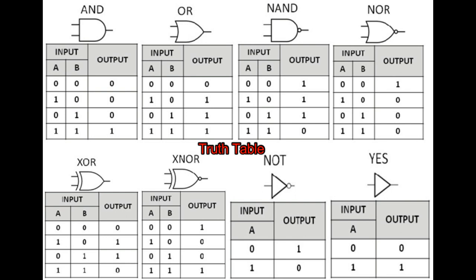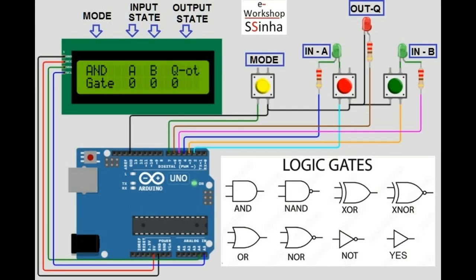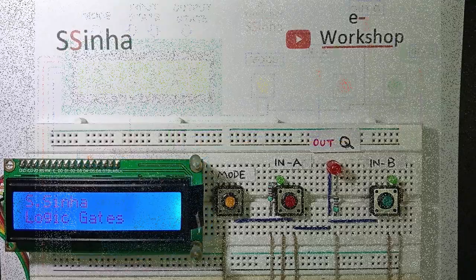Today, we will visualize this whole concept using Arduino, and we'll also learn how to make this project. In this video, the yellow switch is used to change the gate type. Red and green switches, represented by A and B, are inputs, attached to small green LEDs to indicate high and low states of the switch. Output is denoted by Q in the form of a red LED. An off LED indicates 0 or low, whereas a glowing LED indicates 1 or high. Gate name and states are also displayed on the LCD display.